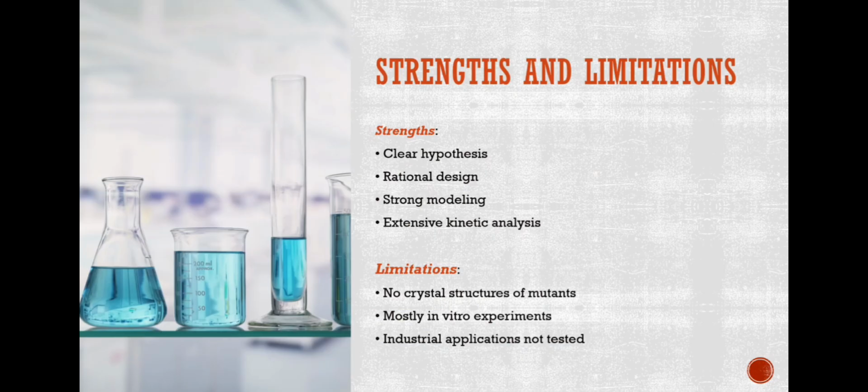One strength of the study is the combination of computational modeling and experimental validation. The researchers developed a clear hypothesis and systematically tested it. One limitation is that the mutant structures were predicted computationally rather than experimentally determined. In addition, most experiments were performed in vitro rather than in living organisms. That's the limitation that we can see here.